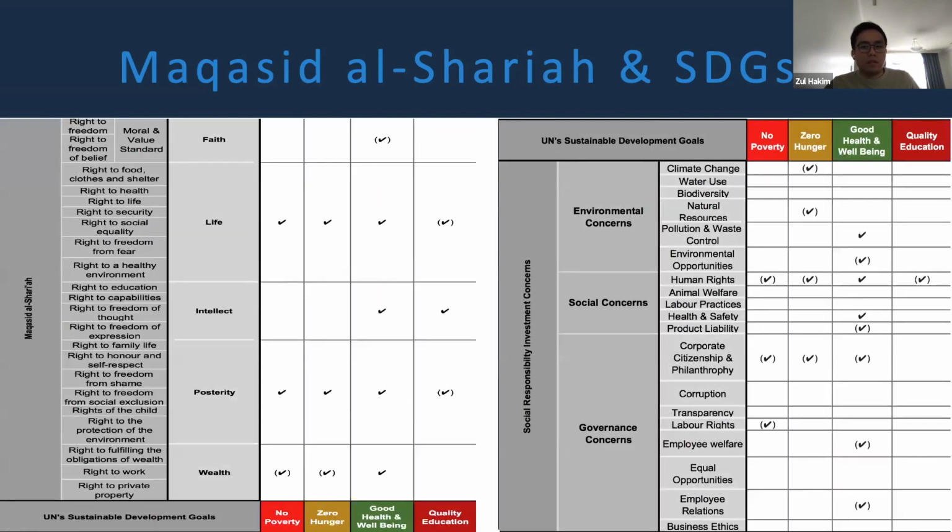So for example, let us take the first 4 SDGs, which are no poverty, zero hunger, good well-being, and quality education. We can see that, from poverty to life itself, we have a lot of mentions from our Sharia tradition on the protection of life and so on. And moving forward, we can also see how Maqasid Sharia is related to the ESG. A tick here means a direct relation, and a tick within brackets means an indirect relation.